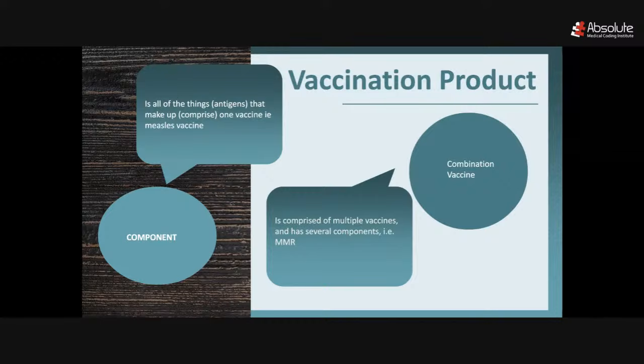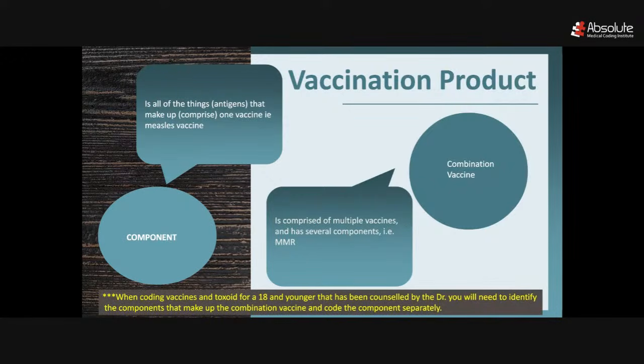Okay, when coding, also a quick tip, when coding vaccines for patients 18 years and younger, the doctor provides counseling. You must identify each component of a combination vaccine and code the administration for each component separately. So we will be doing some exercises based on these guidelines, and we will look a little bit deeper into it on the coming slides.